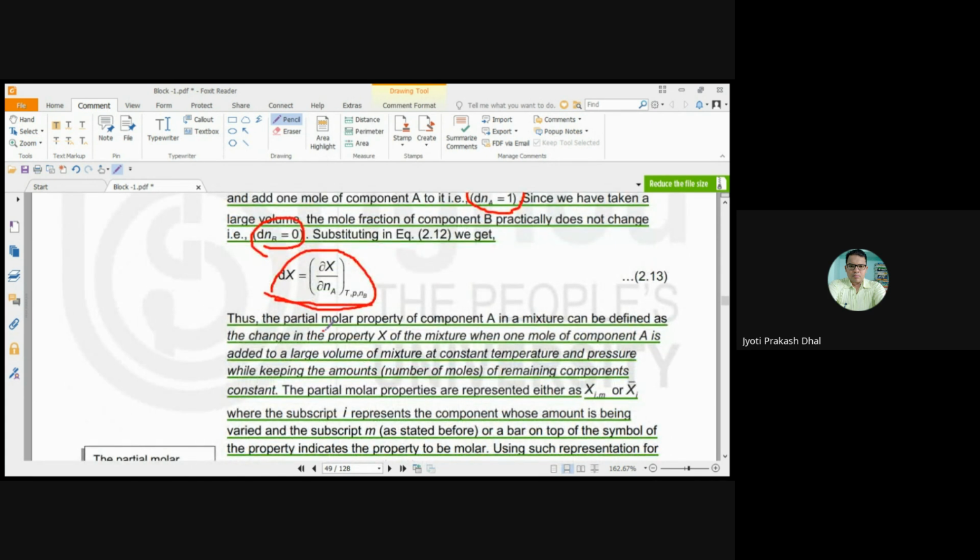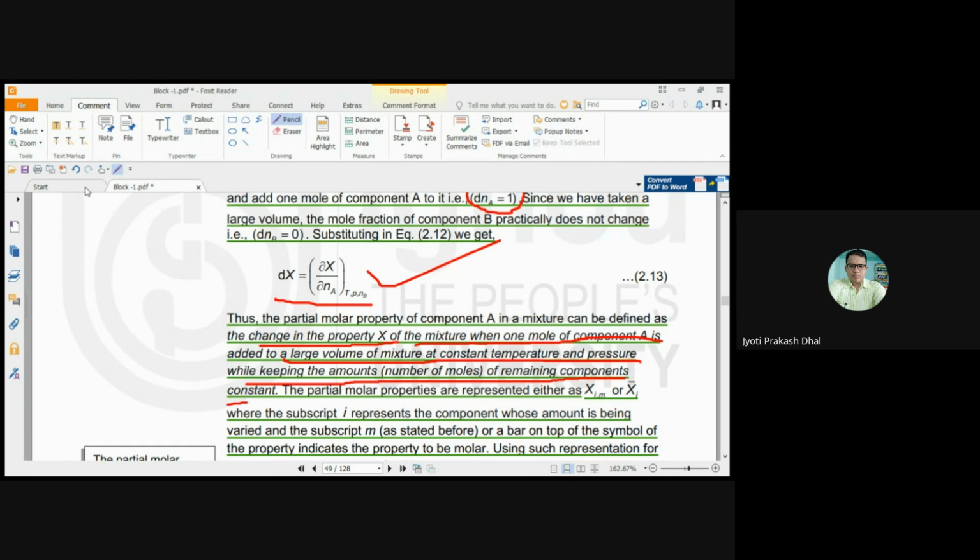So this is the partial molar property of component A in the mixture. From this expression we can find the definition of partial molar property of component A. Thus the partial molar property of a component A in a mixture can be defined as the change in the property X of the mixture when 1 mole of component A is added to a large volume of the mixture at constant temperature and constant pressure, while keeping the amount of the remaining component constant.